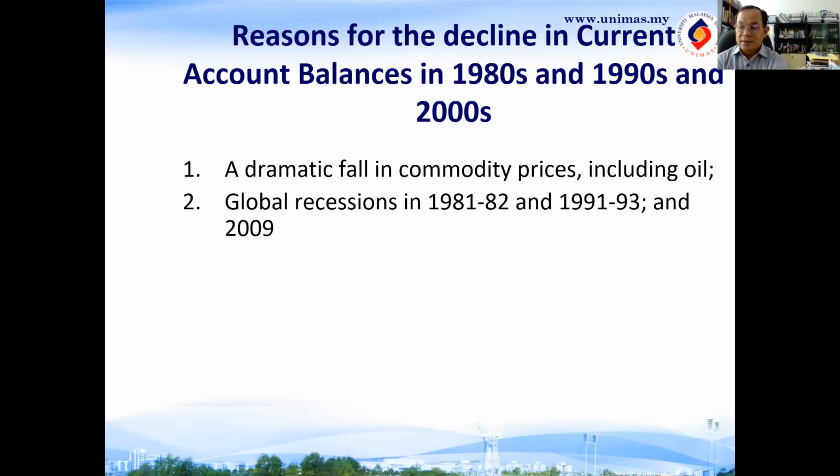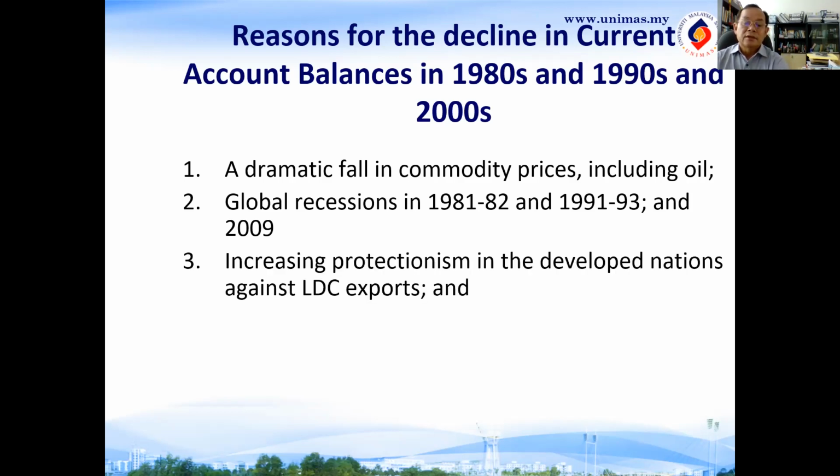It's just like about once in 10 years, yeah, global recession berlaku. Yeah, that also has a great impact on the balance of account in the developing countries. And also increasing protectionism. Yeah, we have seen this last week. By the developed nations against less developed countries' export. Yeah, protection against goods which are exported by the less developed countries to the developed countries. And we have seen this. There are various reasons why they're doing that. One of which is to protect their own producers of similar products. Yeah.